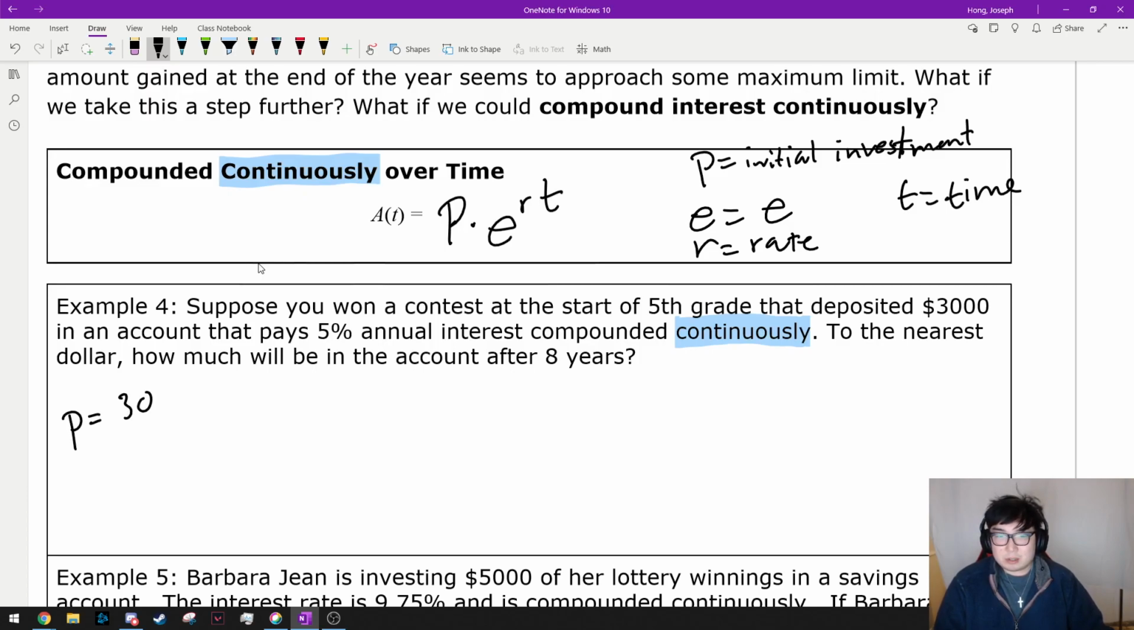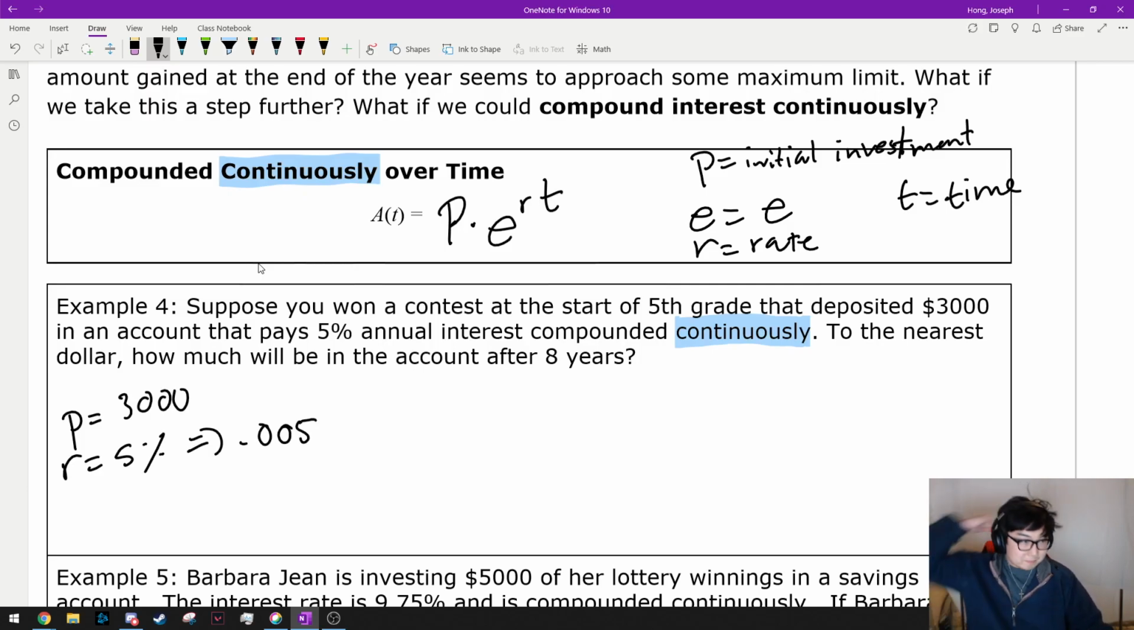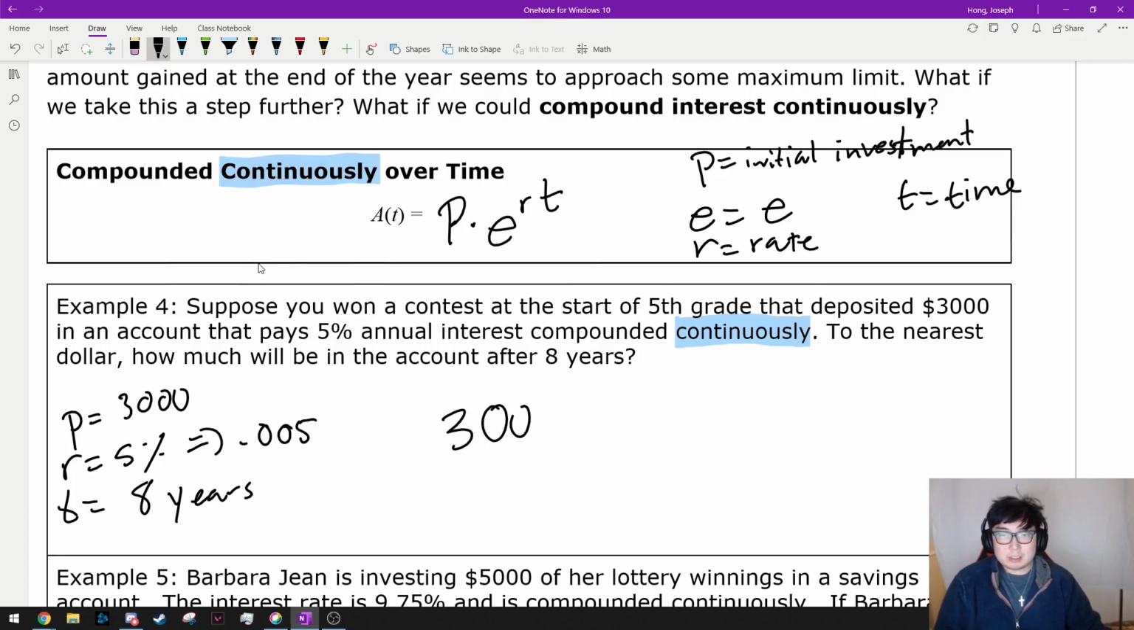So P is equal to 3,000. r is equal to 5%, which I have to convert to 0.05. To the nearest dollar, how much will you make after 8 years? The time is 8 years. So it becomes very simple. 3,000 e to the power of 0.05 times 8. And I can really use Desmos for this.